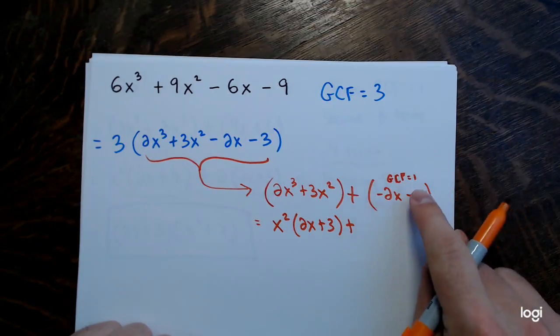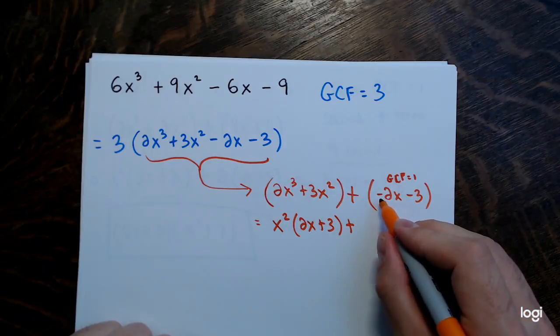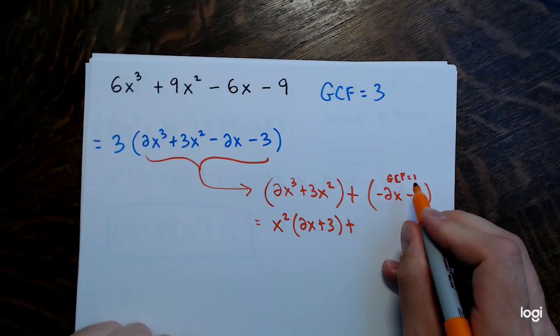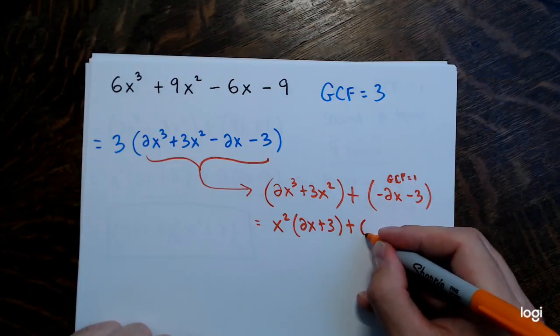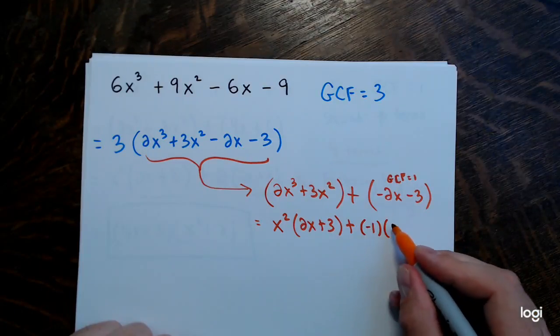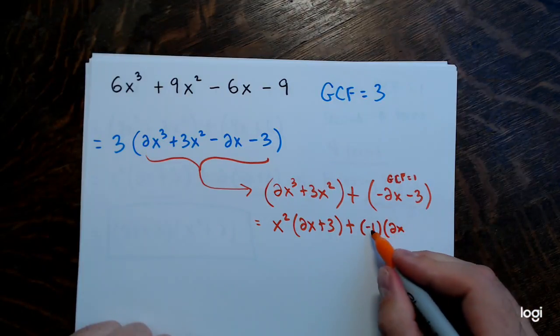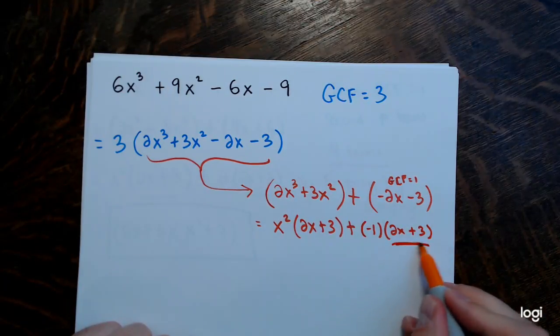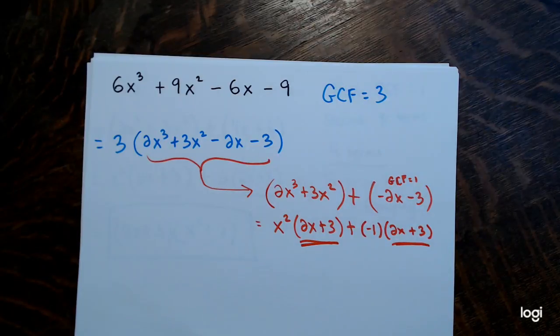The greatest common factor is 1, but the lead is negative, right? In this group, the lead is a negative number. So what I'm going to do is pull out negative 1. So you see my negative 1 come out. Now if I remove negative 1, negative 1 times 2x would be negative 2x, and negative 1 times positive 3 would be negative 3. So again, I get the 2x plus 3 showing up.